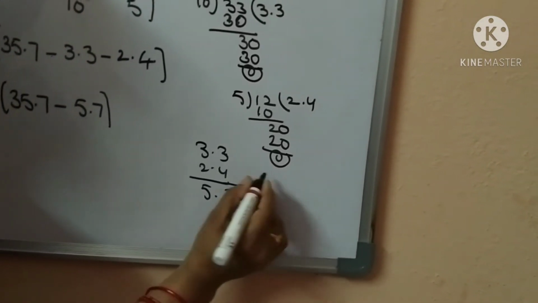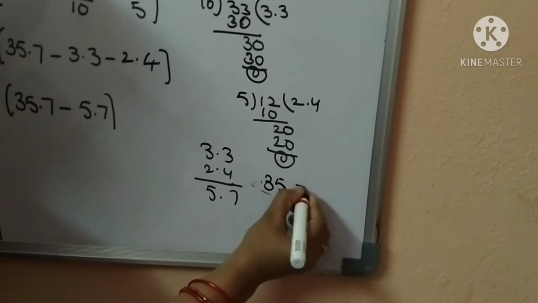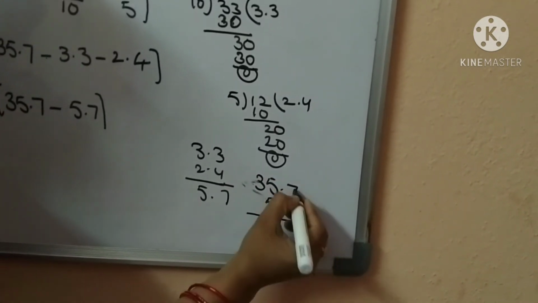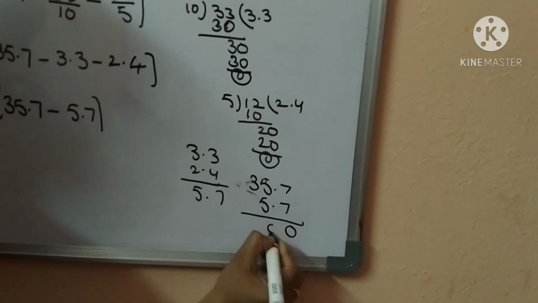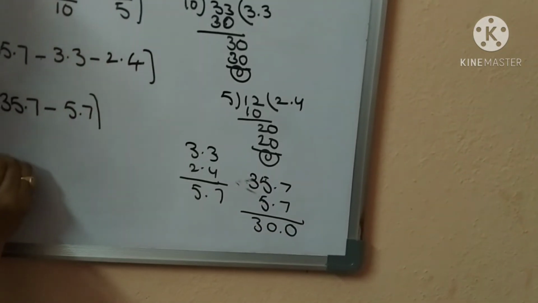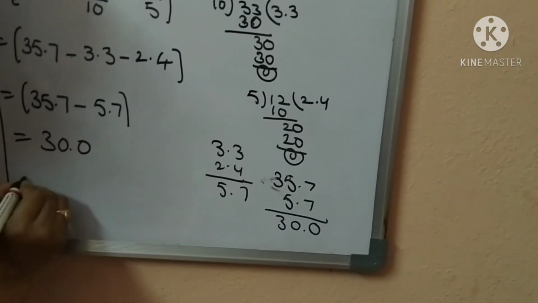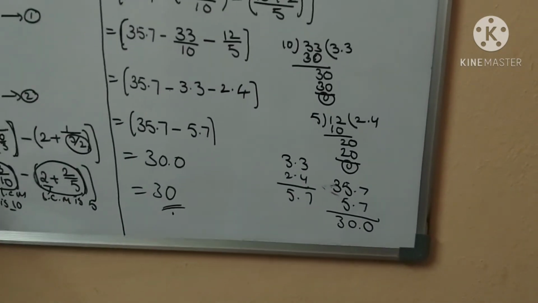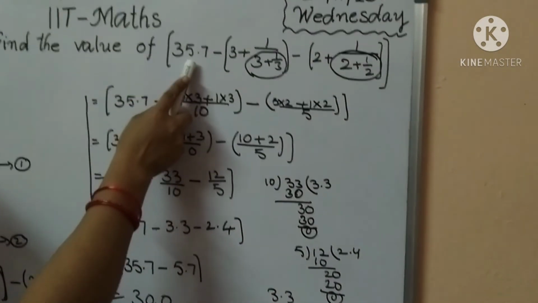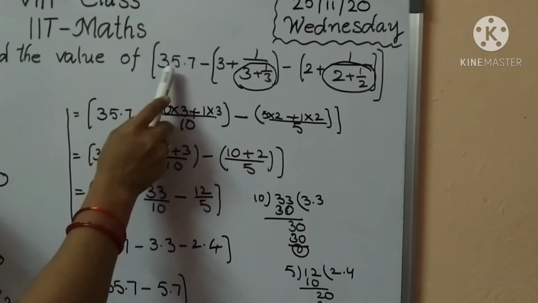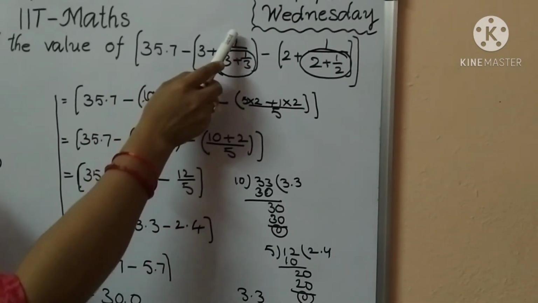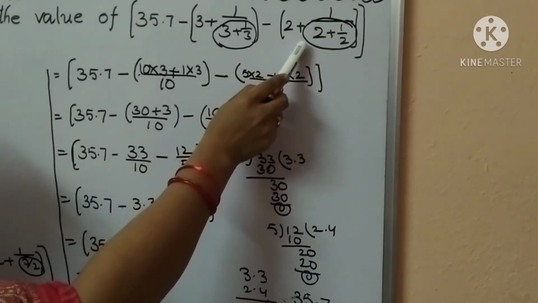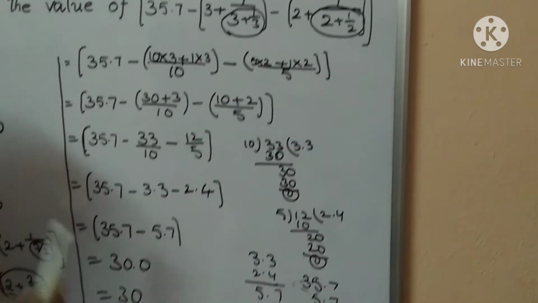So therefore 35.7 minus 5.7. 7 minus 7 is 0. 5 minus 5 is 0. Remaining 3. So here the value is 30.0. Finally the value is 30. What is the value of 35.7 minus 3 plus 1 by 3 minus 2 plus 1 by 2? It equals 30.